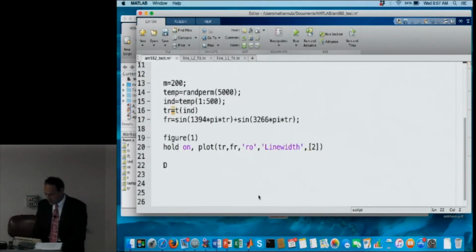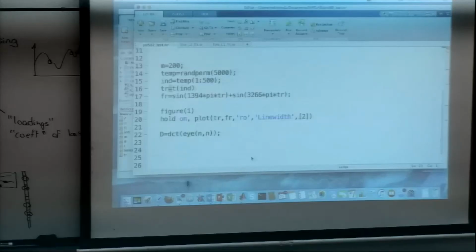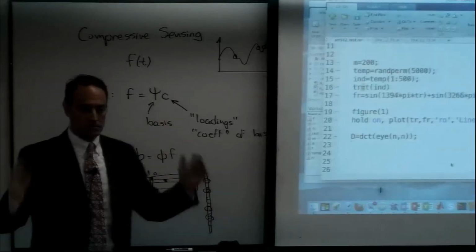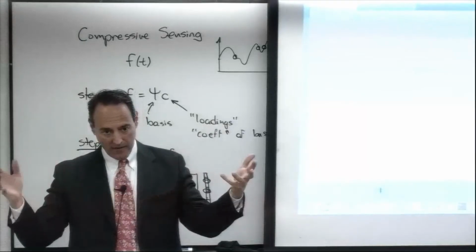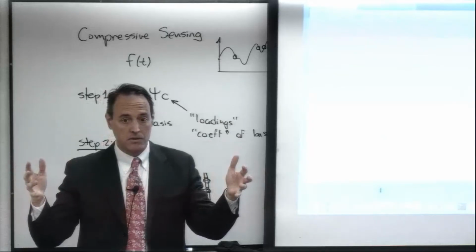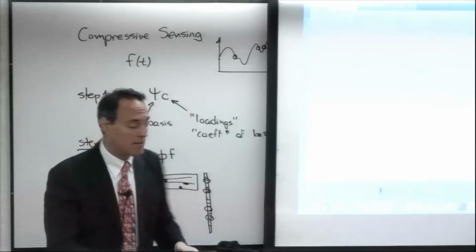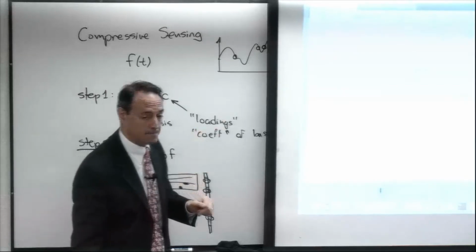So, okay, I'm going to make a matrix D, which is going to be a DCT of I n by n. Okay? What am I building? Building this. This is a matrix. It tells me I've got 5,000 components. I've got 5,000 Fourier modes. I know that I'm not going to use them all. I know I'm going to use only a few of them, but I still have to have that basis. So I set up the basis. That's how I set it up.